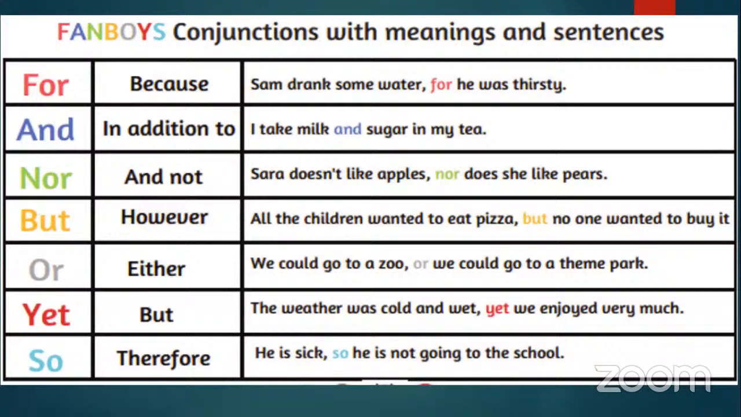But we want to connect them both. We use one of the FANBOYS, "but," and we use the comma. So now we have the full sentence: All the children want to eat pizza, but no one wants to buy it. Okay, and so for the other examples. So this is the coordinating conjunction.